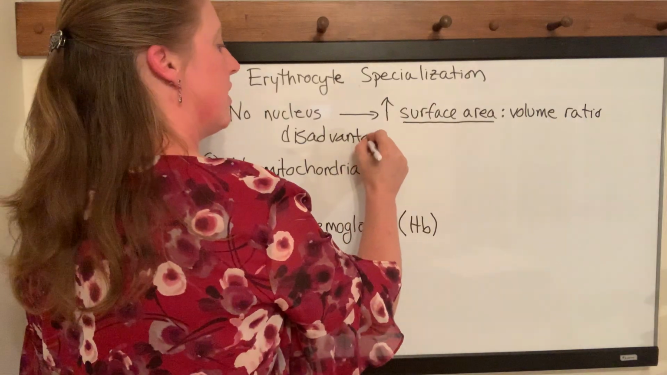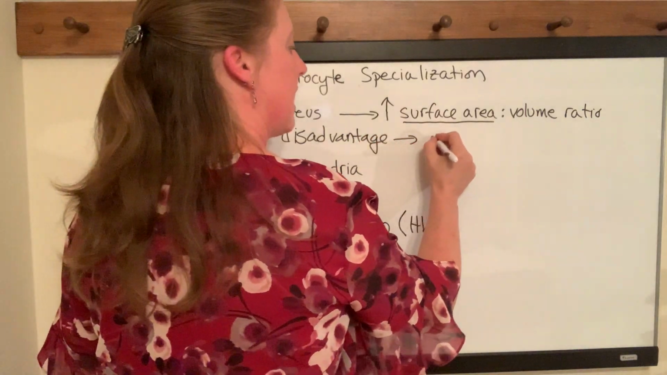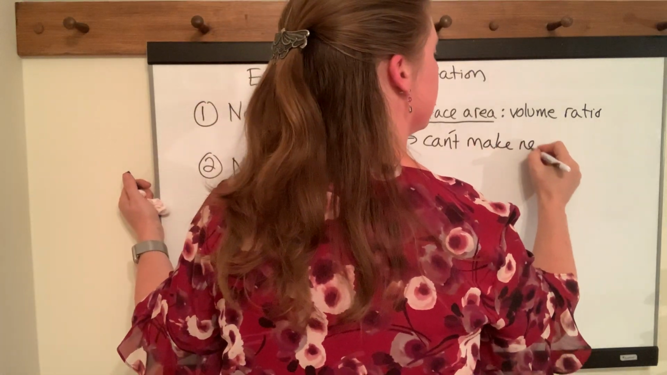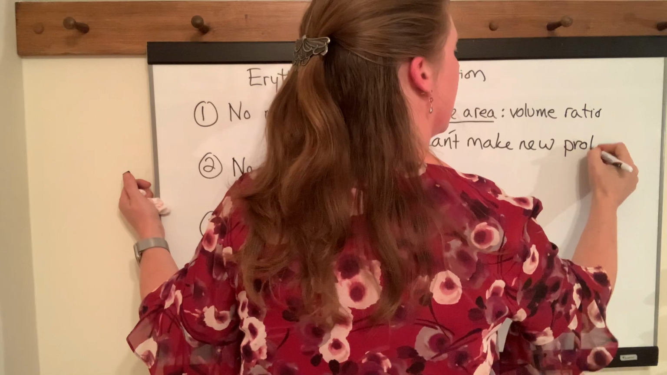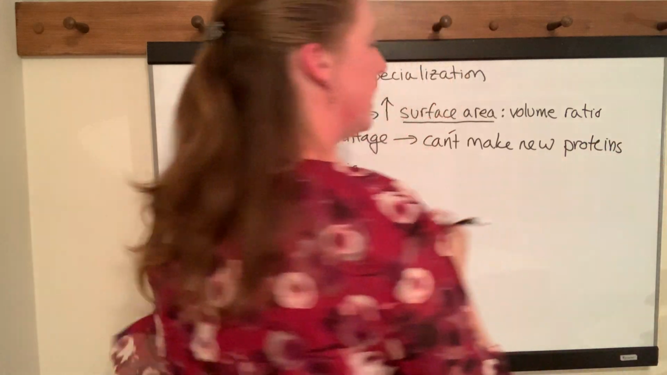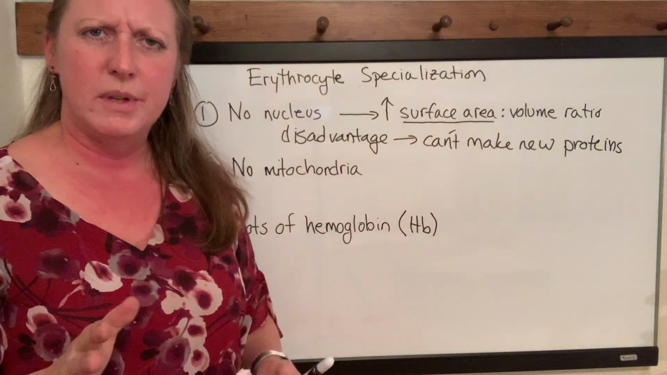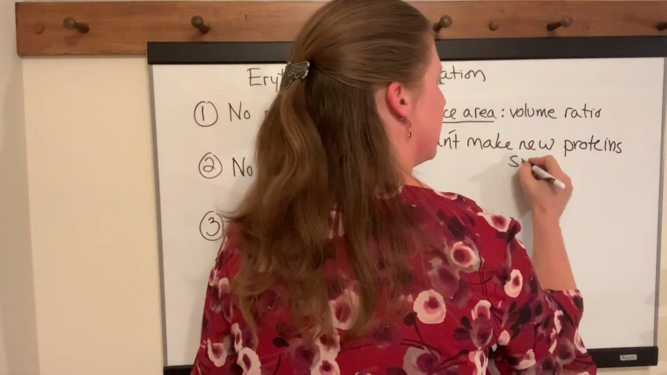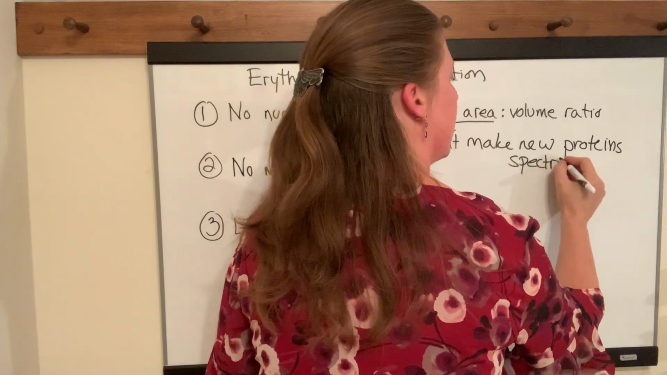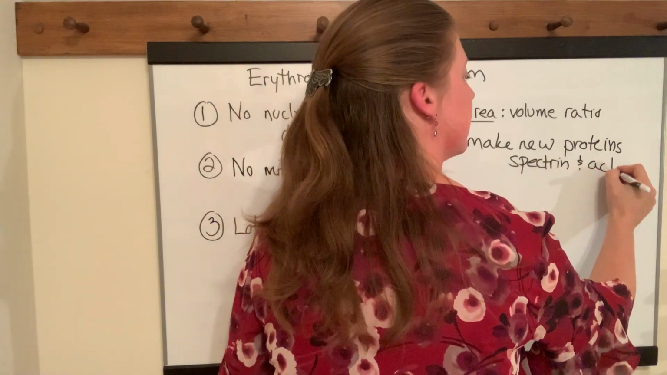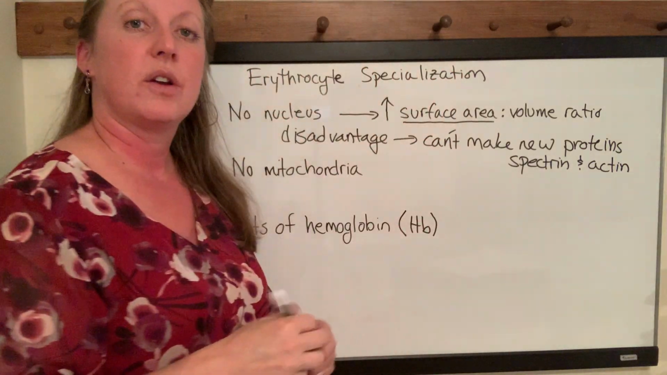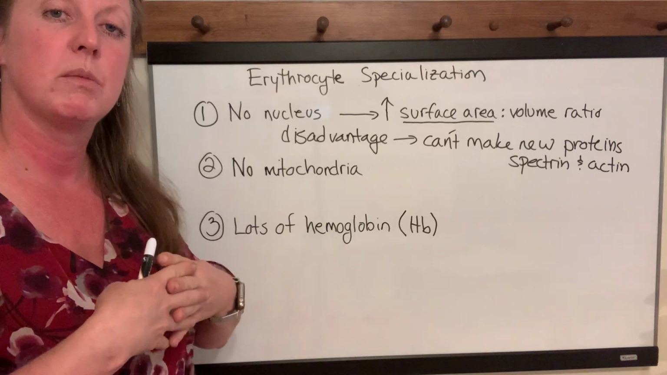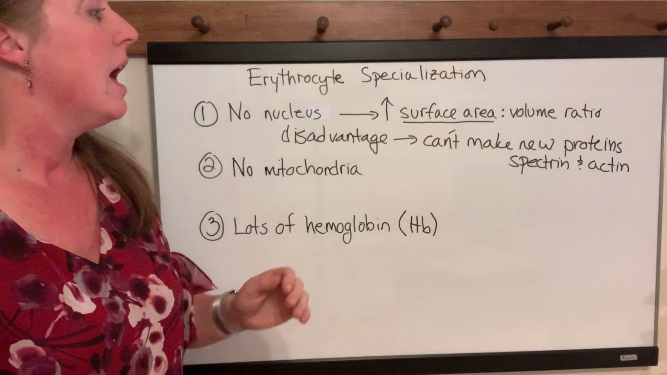we can't make new proteins. The red blood cell does pretty fine with this, except that there are 2 proteins. One is called spectrin, and the other is called actin. And these proteins sit on the inner surface of the plasma membrane of the red blood cell, and they help to make the plasma membrane more fluid or bendable.